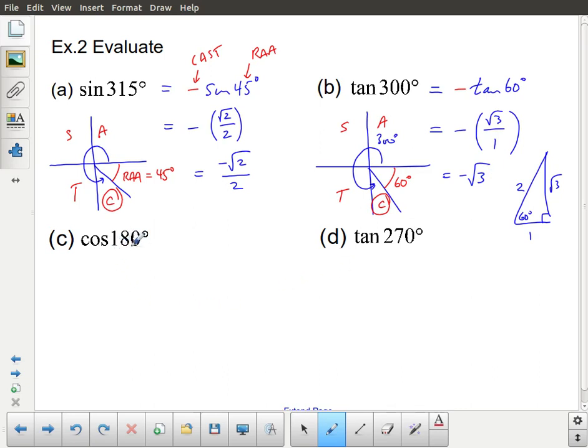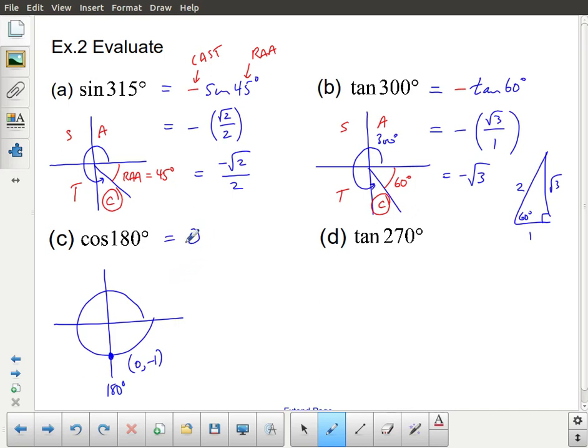Cosine of 180 degrees. The cosine of 180 degrees, now this is one that's on the unit circle because 180 is right here, 180 degrees. So what are the coordinates of that point? That point has an x coordinate of 0 and a y coordinate of -1. The cosine matches the x coordinate of the point. So we go straight to our answer here. The cosine of 180 degrees is 0.